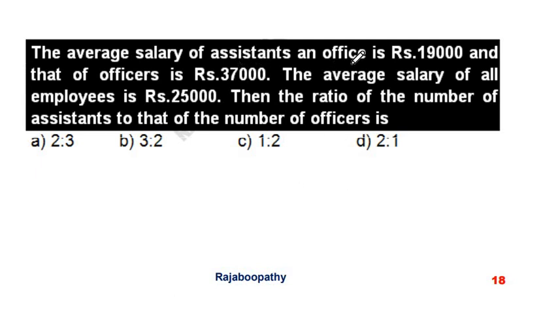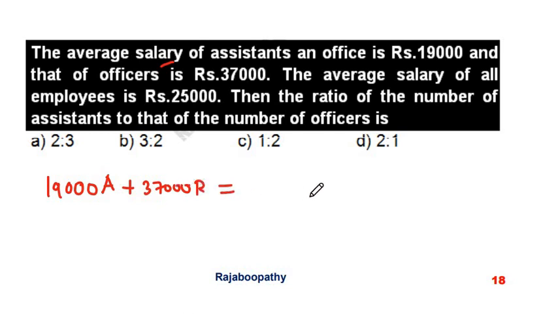The average salary of assistants. So, the number of assistants I do not know. Therefore, I am going to take the number of assistants as A. The average salary of assistants in the office is 19,000. So, the total salary of all the assistants is 19,000 A, because I have taken A as the number of assistants and 19,000 is the average. And the officers I am going to take as R. So, this is 37,000. Therefore, their total salary is 37,000 R.